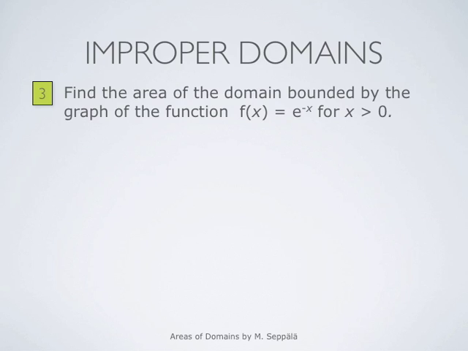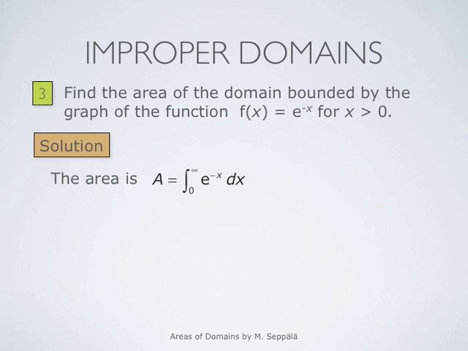In this problem, our task is to find the area of the domain bounded by the graph of the function e to the negative x for x greater than 0. This domain is, in a sense, improper because it's infinitely long. It extends all the way to the infinity. Then the question is, is it still possible that the area would be finite? Now, if the area is finite, then it is given by the improper integral from 0 to the infinity e to the negative x dx.